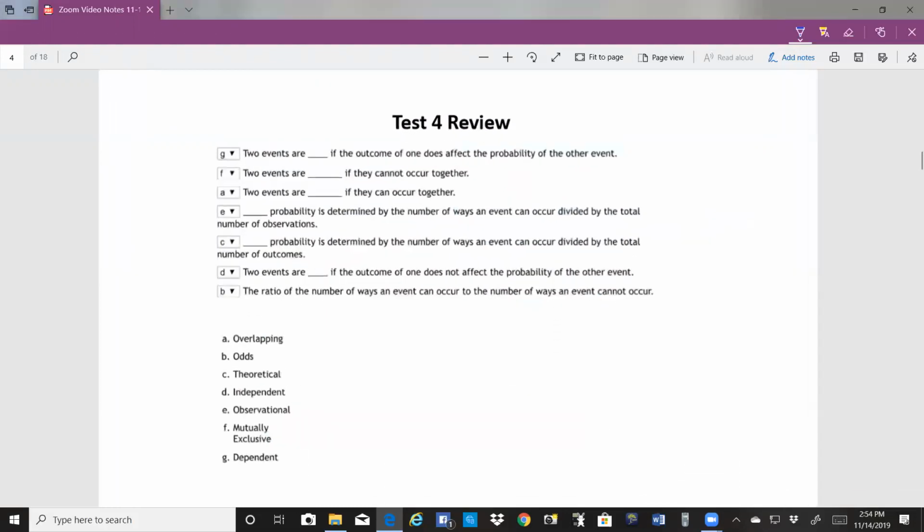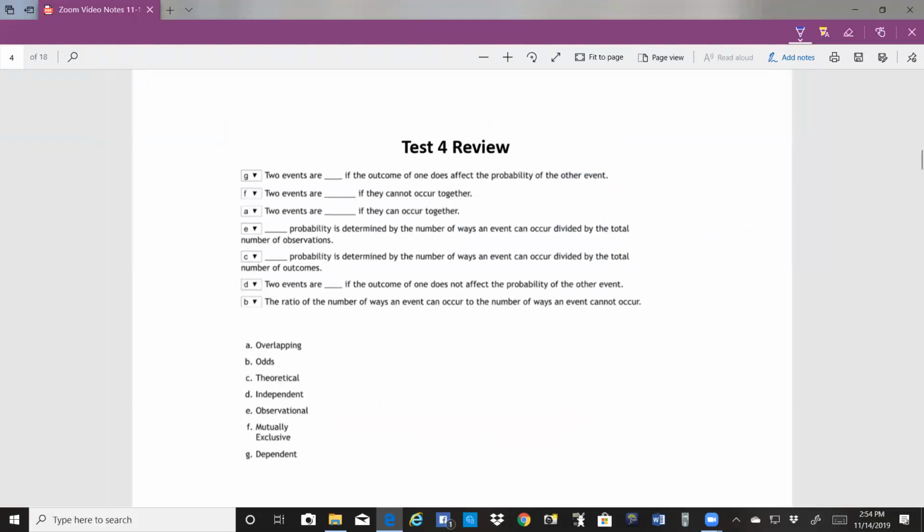Now we're going to look at test 4. The first problem was to fill in the blanks. 2 events are dependent if the outcome of one does not affect the probability of the other event. 2 events are mutually exclusive if they cannot occur together.